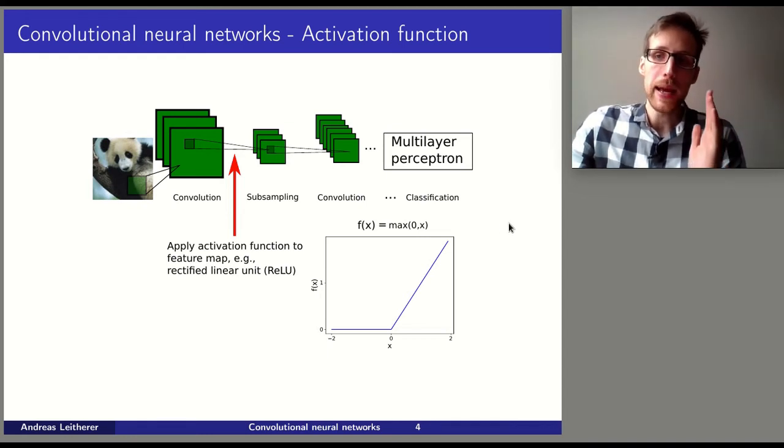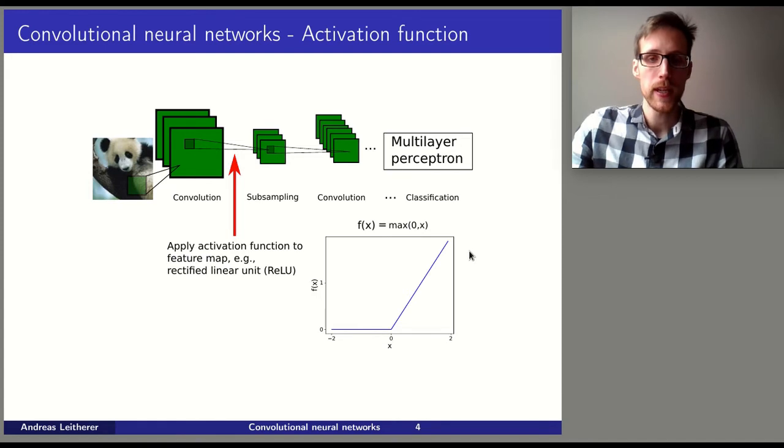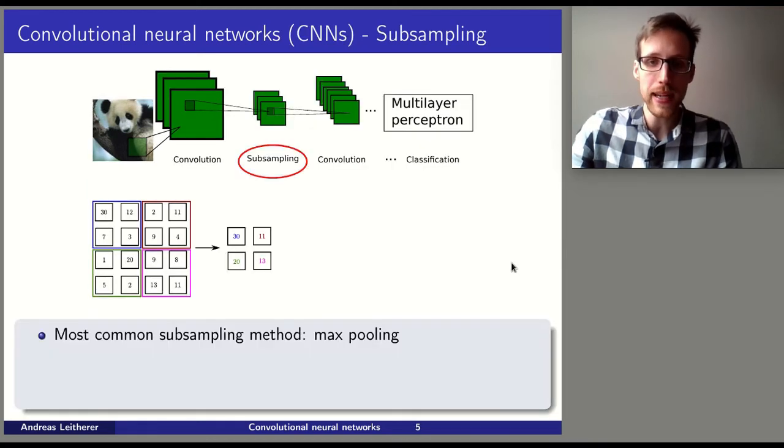And then you apply activation functions. Typically you use the ReLU, the rectified linear unit, which you also may have seen already in the multilayer perceptron tutorial. This activation function is very commonly used and basically cuts off the negative part. After that, subsampling is typically applied. It's also optional in principle.